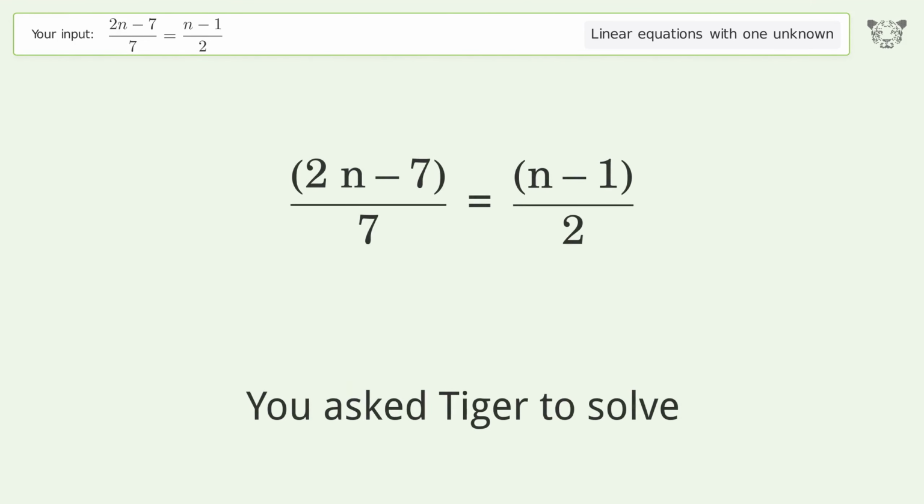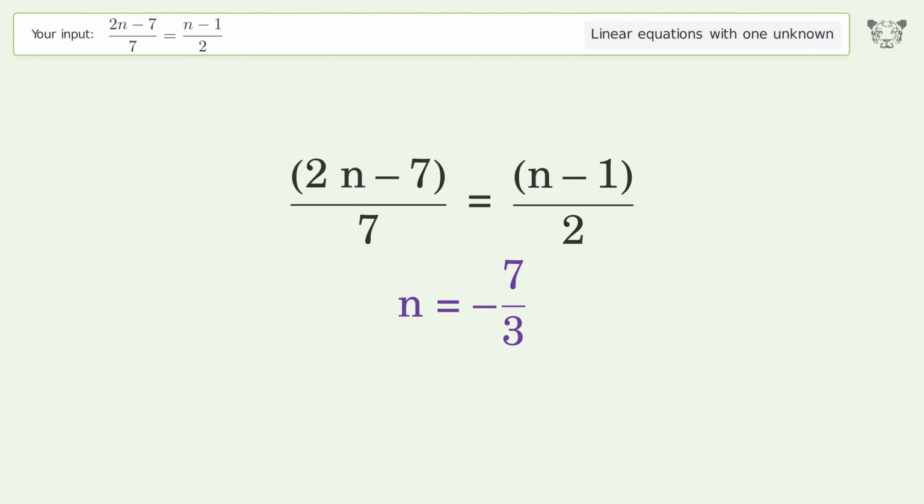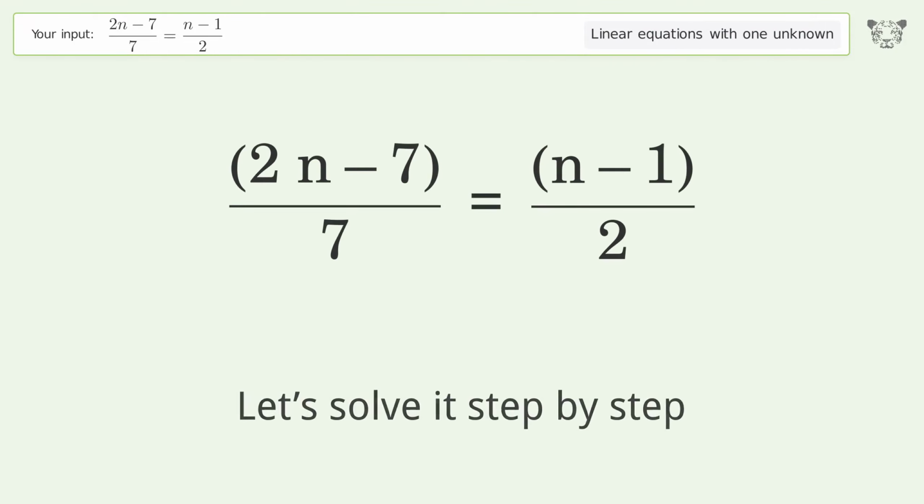You ask Tiger to solve. This deals with linear equations with one unknown. The final result is n equals -7/3. Let's solve it step by step.